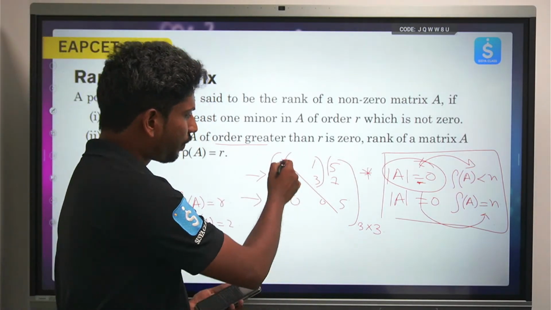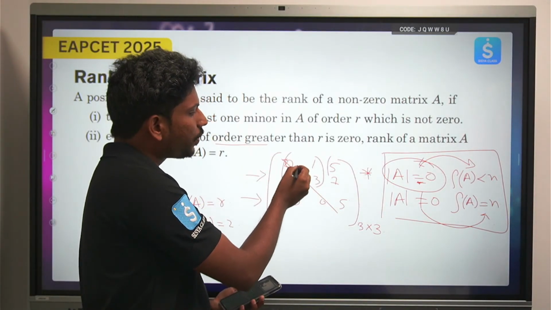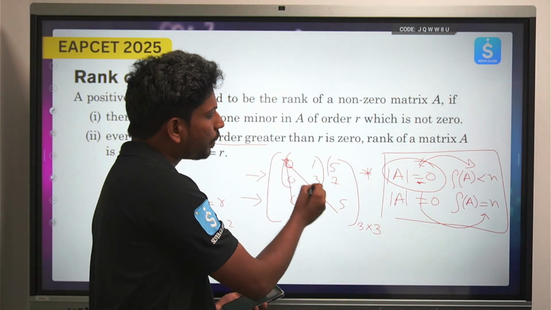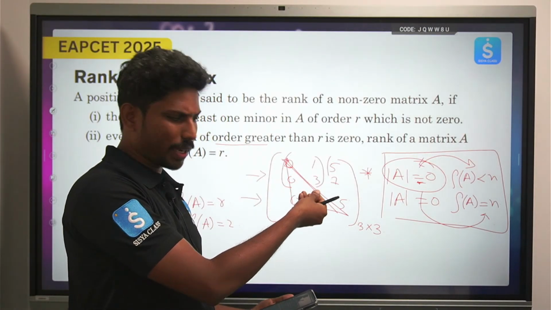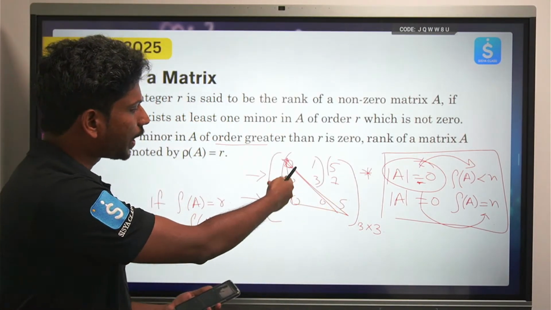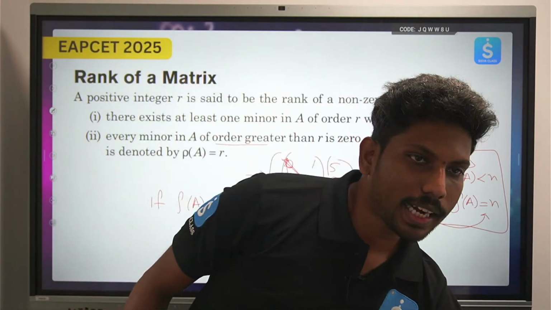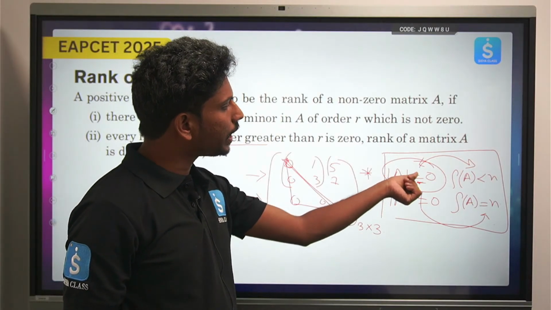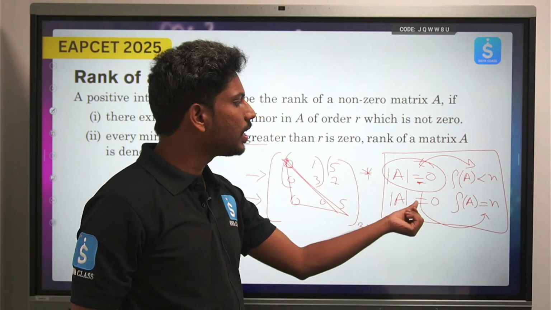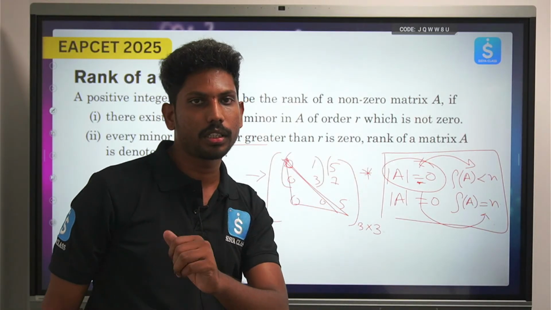Okay, and if at all you are not understanding rank, if you can come up with a pattern of zeros using row operations, then in just 5 minutes we'll try to do how to find the rank of a matrix. That time I'll clearly show you how to exactly find the rank. Okay, and take note of this one point: whenever determinant equals 0, rank is less than n. Whenever determinant is not equal to 0, rank equals n. So don't hesitate.